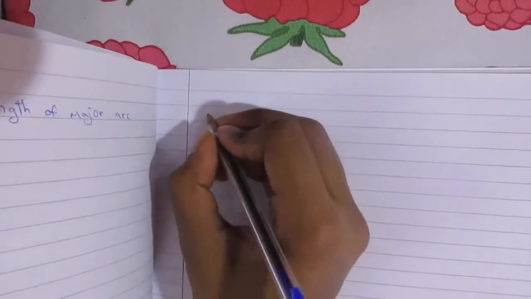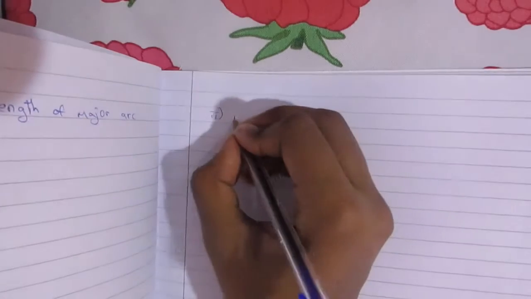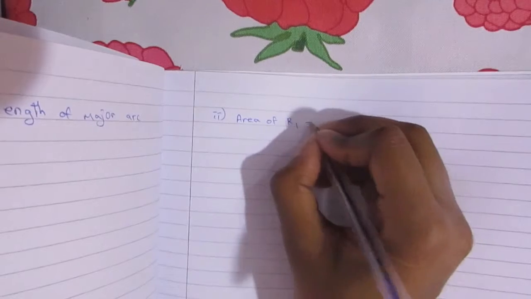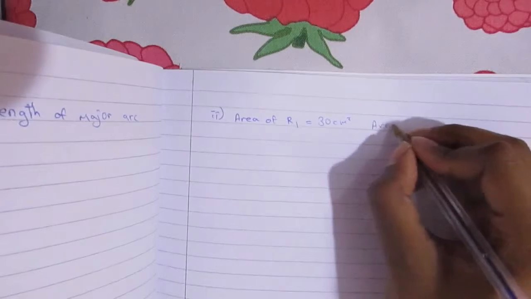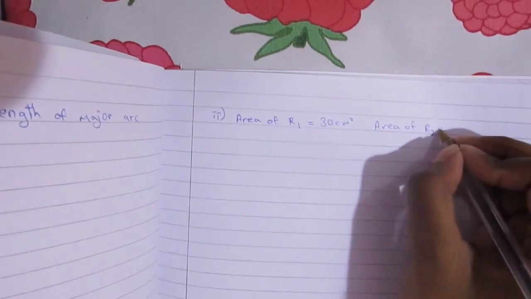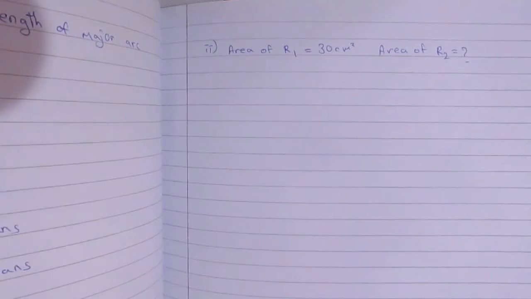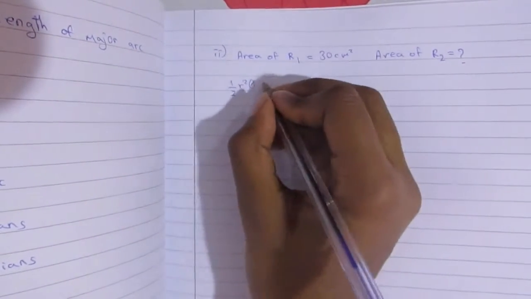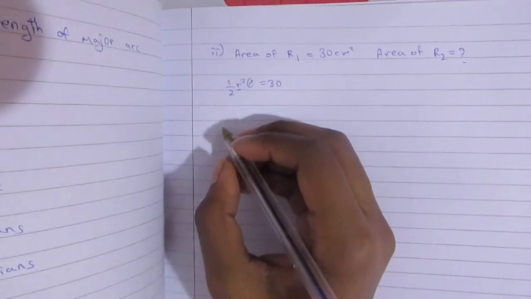Okay, and on to part 2, finding the area of R2. I will be explaining it further, just keep watching. So of course, writing down the most important parts. Area of R1 is 30 centimeters squared. So what in the world would the area of R2 be? So we can use the formula half r squared theta, and we'll try to find what r is since we do have theta now. And we have the area, so find r, the radius.